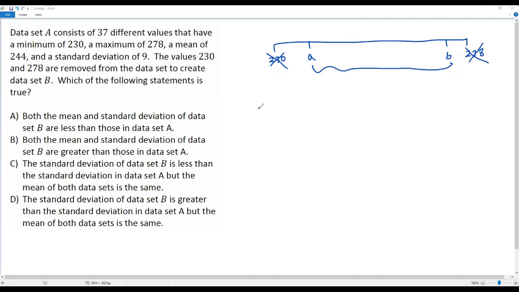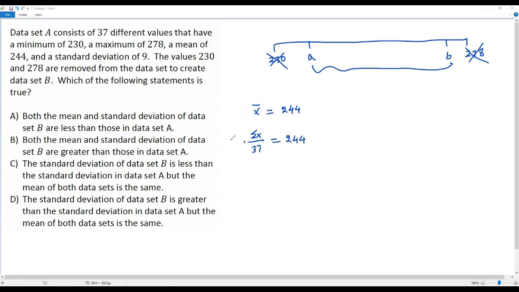Let me say x bar is the mean of the original data set A, which is equal to 244. The formula to get the arithmetic mean of a data set is the summation of x divided by n. Here the summation of x represents the sum of all the values in the data set and n represents the number of values in the data set. In the original data set, we have 37 different values, so 37 is the value of n. Let me plug in 37 for n, equals 244.